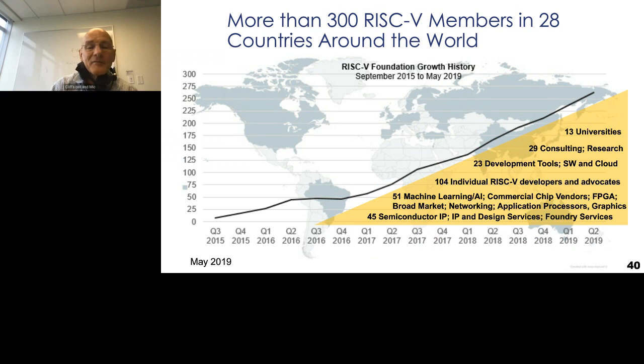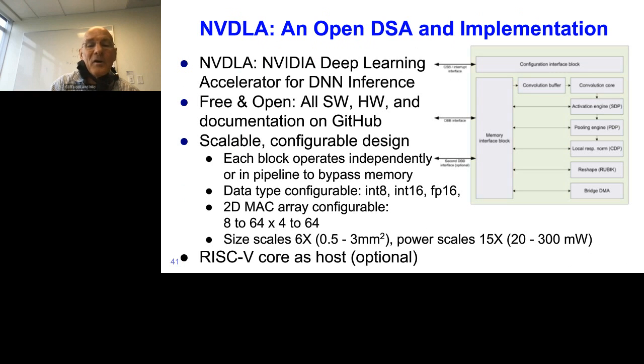And this is another version of this chart showing it's up and to the right. This chart was from May, so we now have more than 300 people. But you can see it's like 28 countries around the world doing RISC work, and the number of organizations and people involved is rapidly increasing. And open architectures aren't just limited to RISC-V. NVIDIA opened their implementation of their training chip as well.